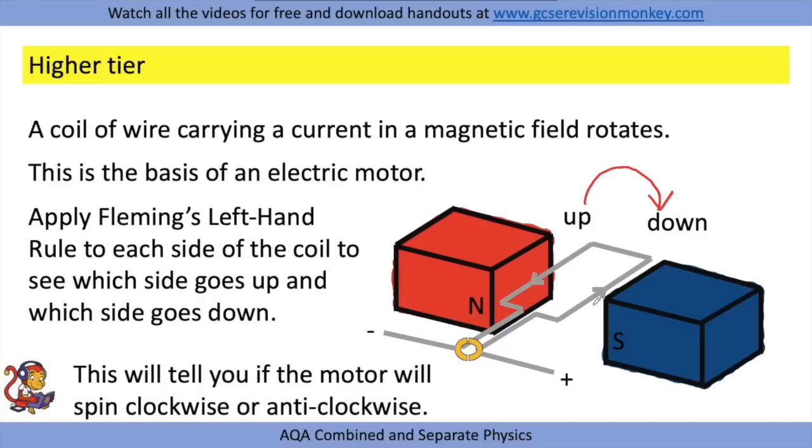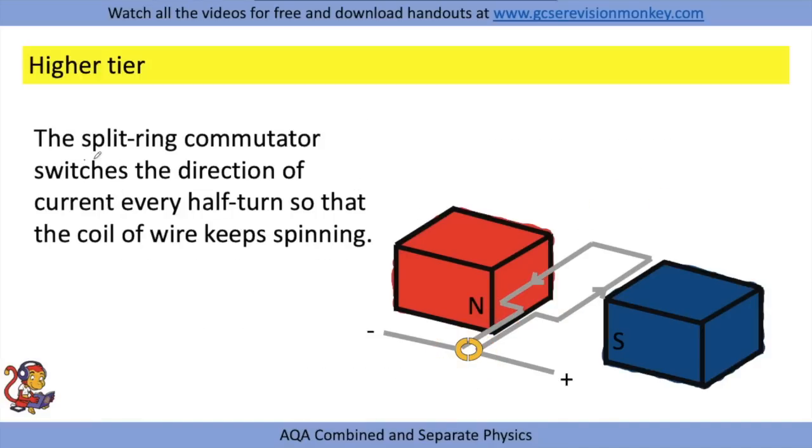However, we want a motor to keep on spinning, and if we just did this, we would end up with this side being over here and that side being on the opposite side, and it would just stop. But we need it to keep spinning and spinning and spinning, and this is where this part of the motor becomes important. This is a split ring commutator, this part here, and this switches the direction of the current every half turn so that the coil of wire keeps spinning.